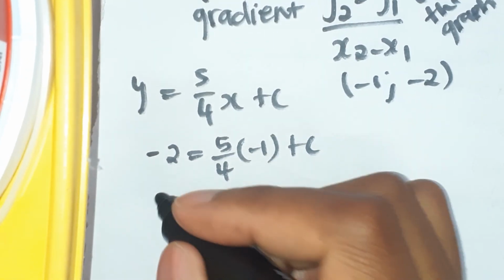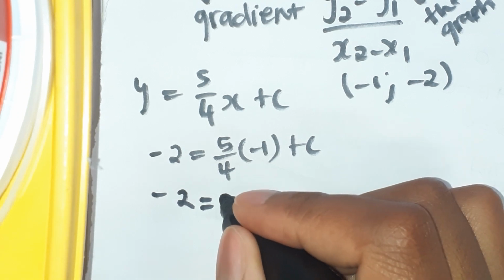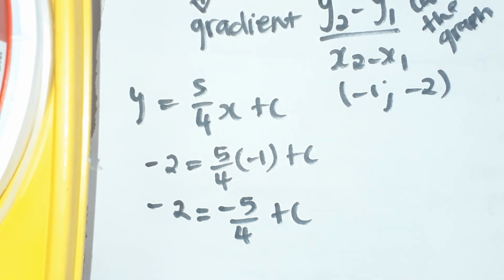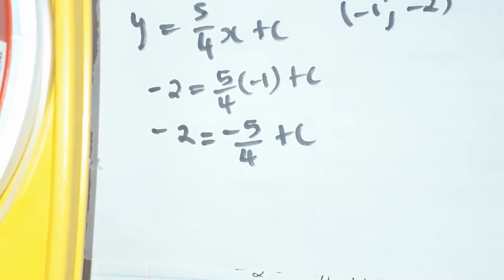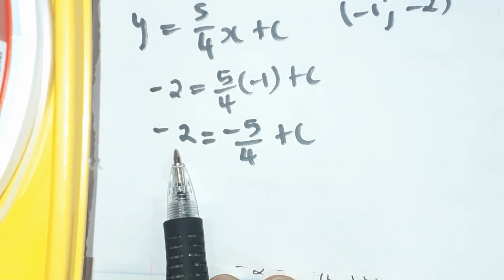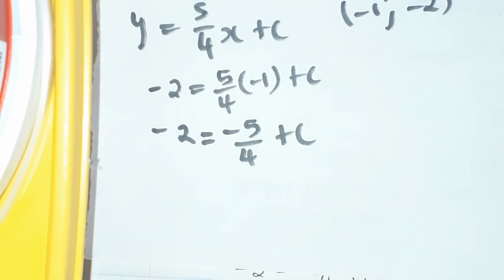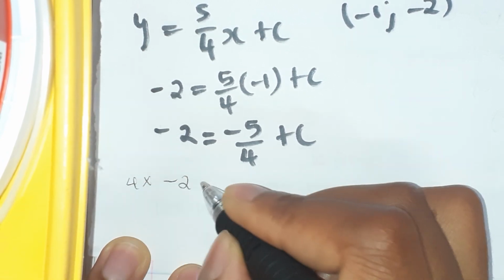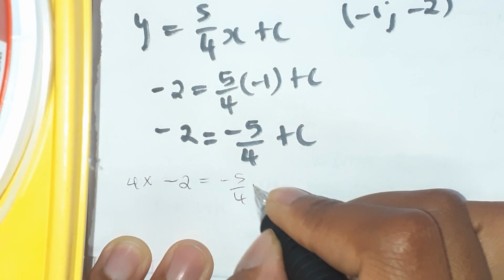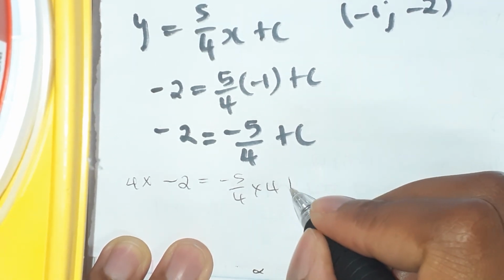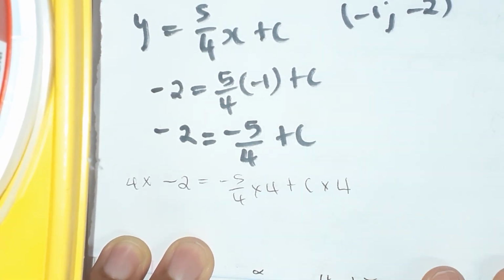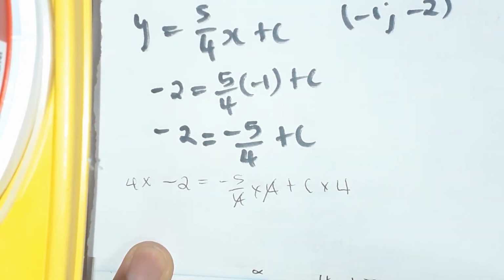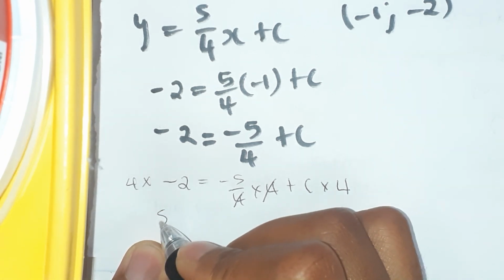So we will get -2 equals -5/4 plus c. To solve this, we can multiply everything by 4. So we can say -2 times 4 equals -5/4 times 4 plus c times 4. We have calculated everything so that we can cancel this 4. Then here we will have 8.